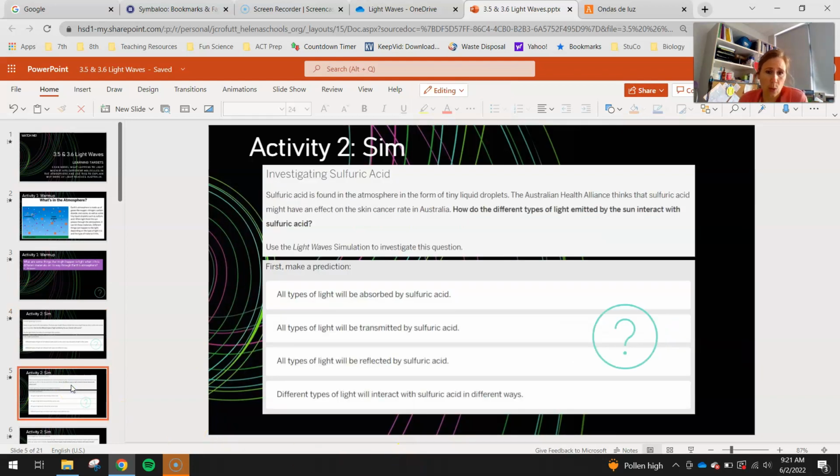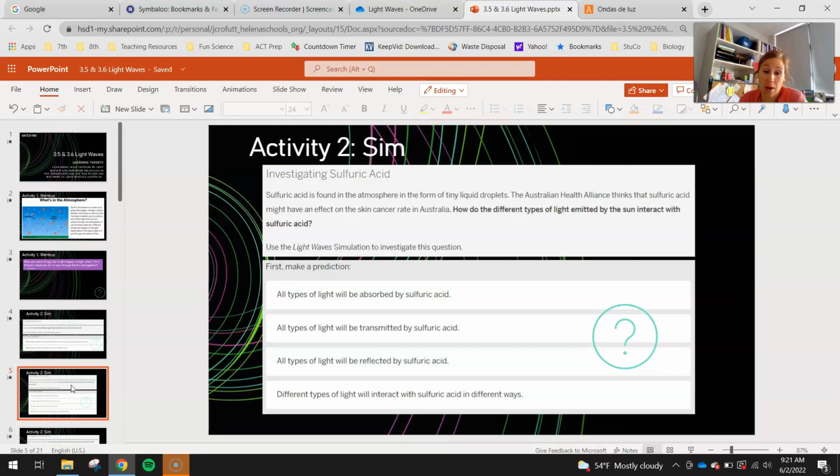All right, the next one is sulfuric acid. Sulfuric acid is found in the atmosphere in the form of tiny liquid droplets. The Australian Health Alliance thinks that sulfuric acid might have an effect on the skin cancer rate in Australia. How do the different types of light emitted by the sun interact with sulfuric acid?